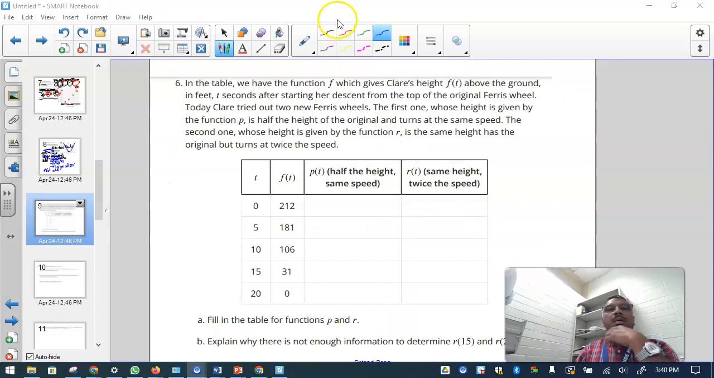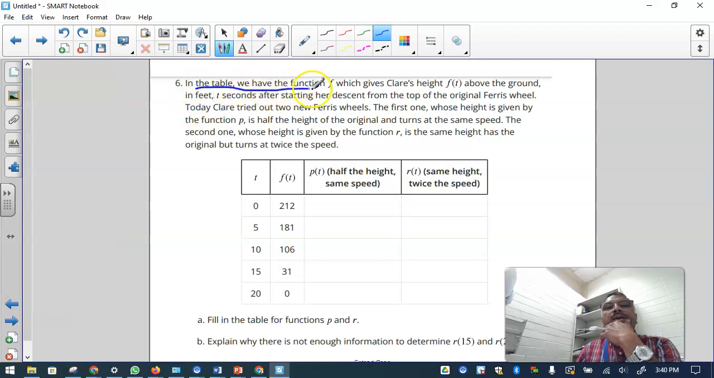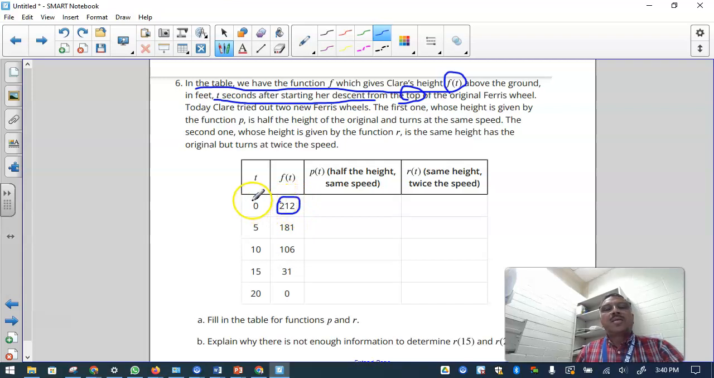Okay, so I want you to read this question because this is the same problem we did long back. I tried to explain. So there is a function f to represent the height of a student on the Ferris wheel t seconds after her descent begins. That means in the beginning she's at the top of that Ferris wheel, and it clearly shows the height of the Ferris wheel where she begins. So at time 0 she's at the top, and then she goes down, and the height keeps going down. After 5 seconds it is 181, at 10 seconds it is 106, at 15 seconds it is 31, and so on.